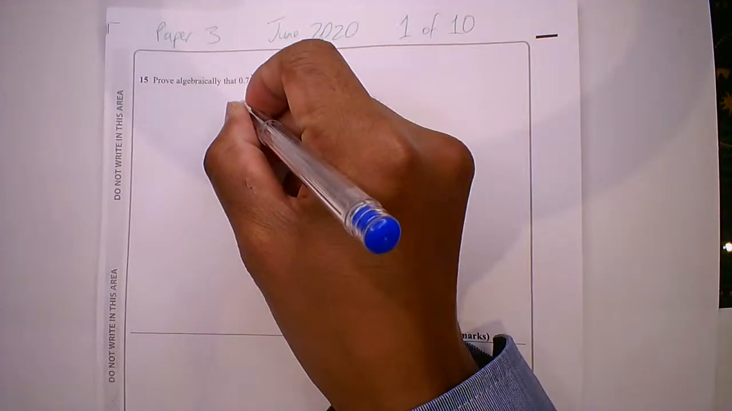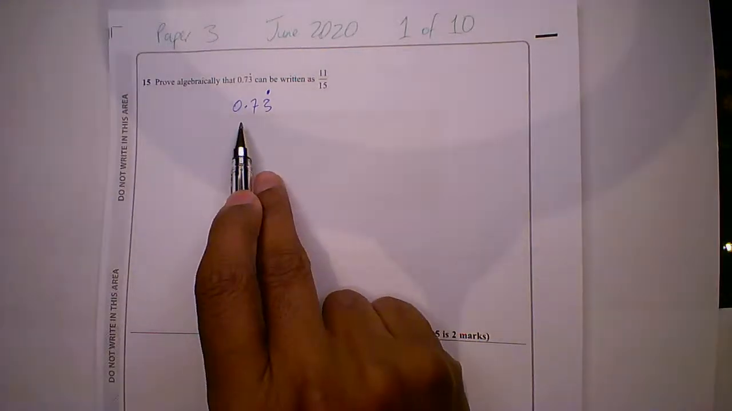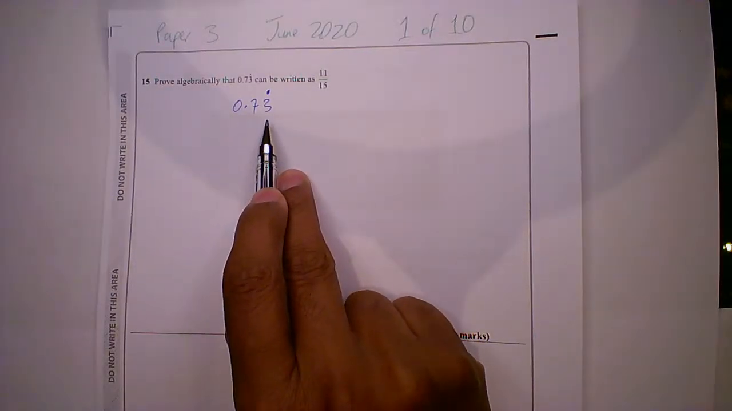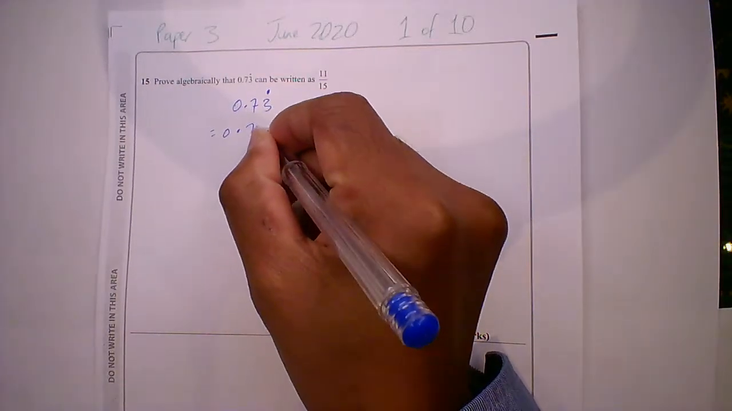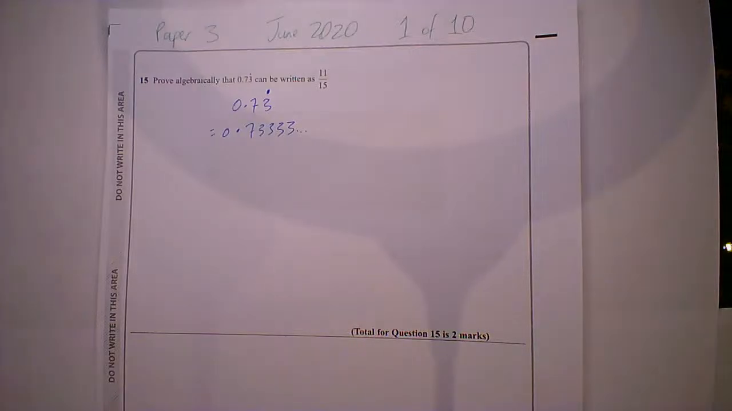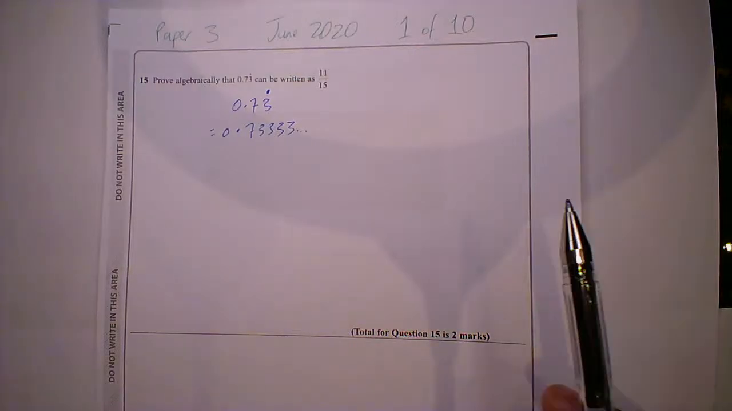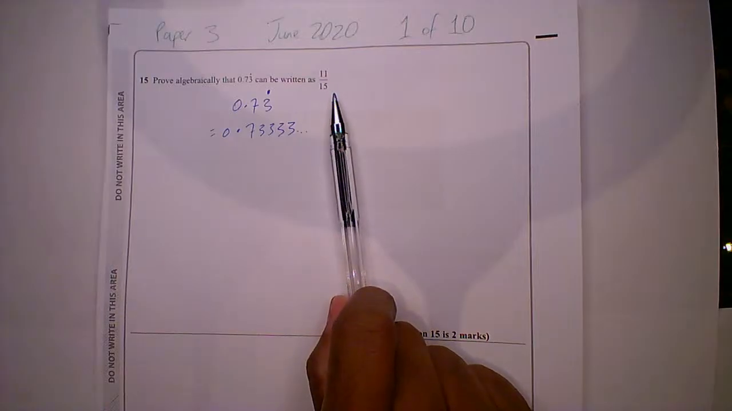Okay, so this says prove algebraically that 0.73 recurring can be written as 11 over 15. So what does 0.73 recurring mean? It means 0.7 and 3 carries on forever. Okay, so that's what it means. And the question is telling us we have to write it as 11 over 15.